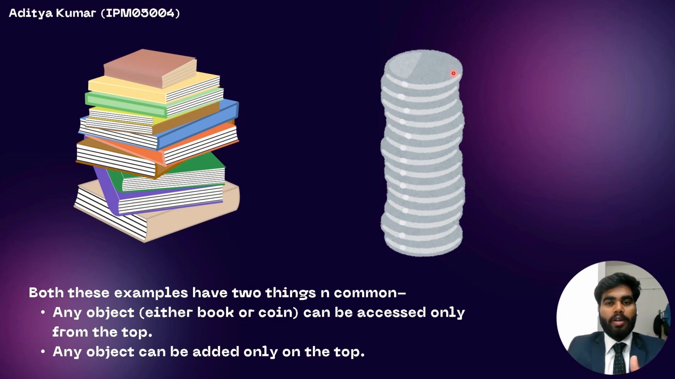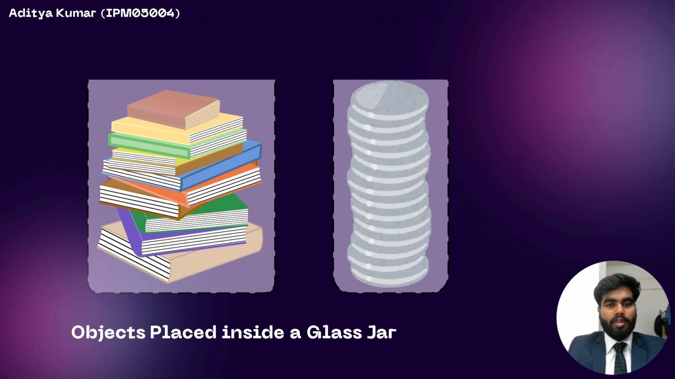And similarly, we can use this principle in this pile of coins. So both these examples have two things in common. One, any object can be accessed only from the top. Two, any object can be added only on the top. So we can consider a stack as objects placed inside a glass jar. As in a glass jar, we can only access the top of it, similarly we can do in the stack.